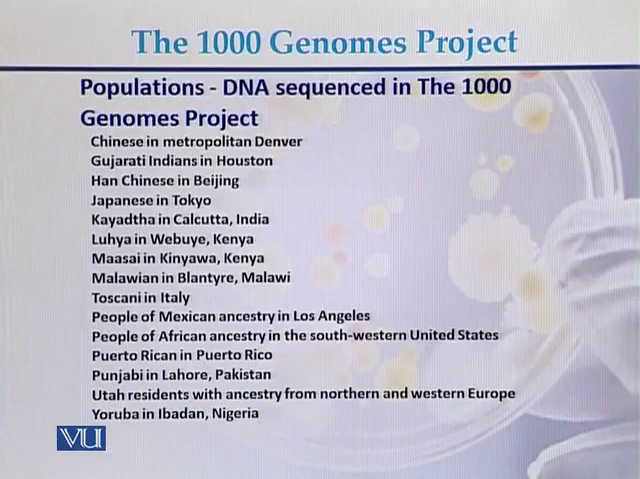These are the populations which have been used in this project. The name of the project is the 1000 Genomes Project. So these are all the populations whose DNA has been used in the 1000 Genomes Project, including the samples from Pakistan. Samples from Pakistan have also been included in the 1000 Genomes Project.